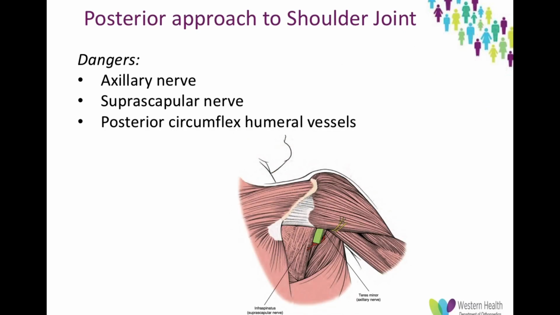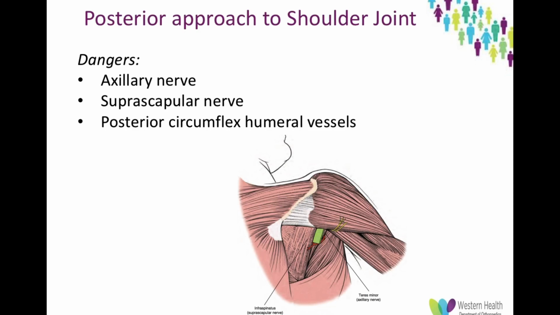So the dangers in the posterior approach to the shoulder joint to be aware of are the axillary nerve, which runs through the quadrangular space beneath teres minor. Hence it's important to ensure that the infraspinatus and teres minor interval is maintained.